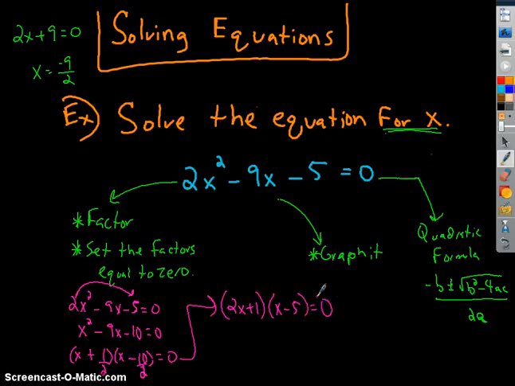Now in day 3's video, we learned to solve equations in factored form. So if I gave you an equation in this form and asked you to solve it, what we learned was we then set the factors equal to 0. So anyway, I would take 2x plus 1 and set it equal to 0. And I'll take x subtract 5 and set it equal to 0.